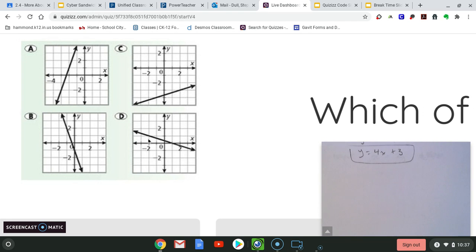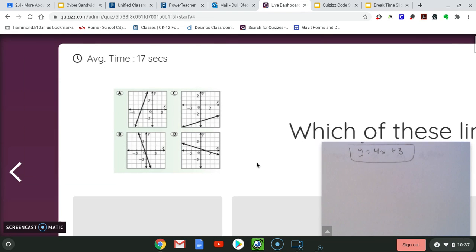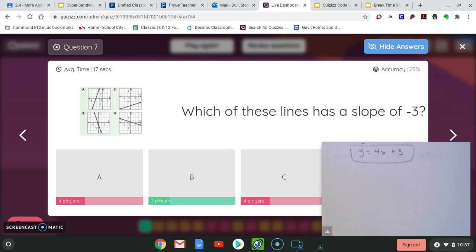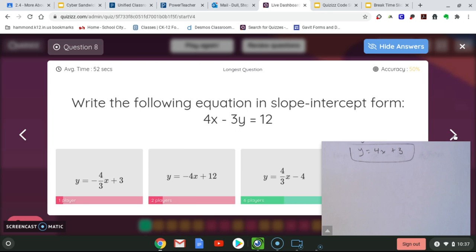What about D? Well, that goes down 1 unit and 3 to the right. So that's a slope of negative 1/3. The difference between B and D in terms of having success with getting that type of question correct falls on recognizing what slope means, the change in y over the change in x. All right, let's jump ahead to number 9.